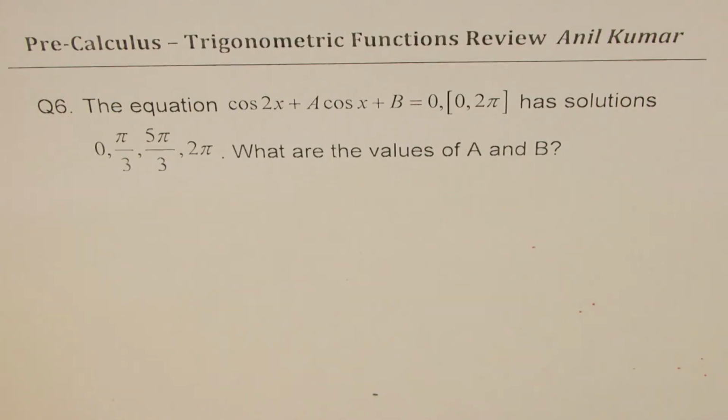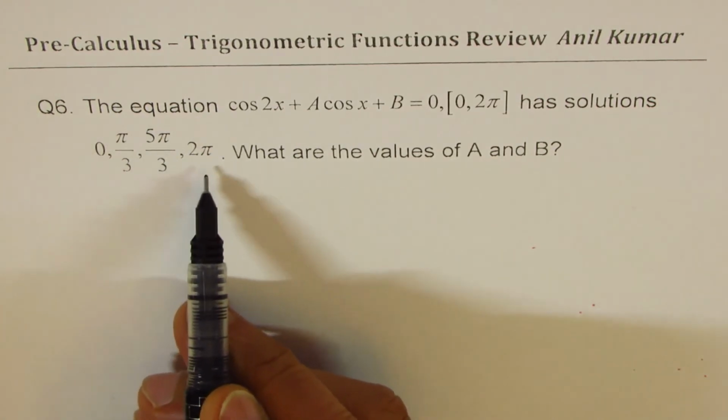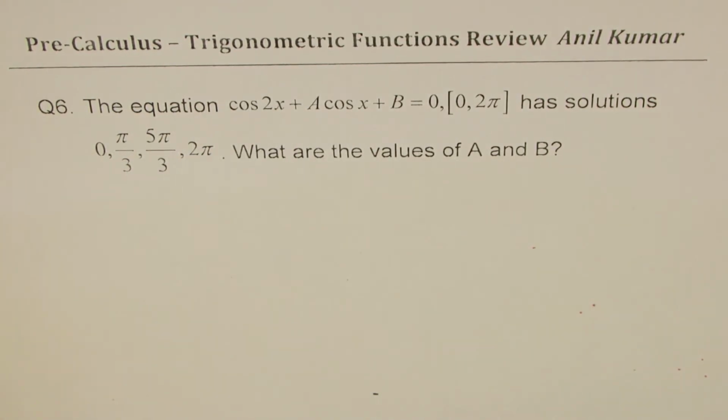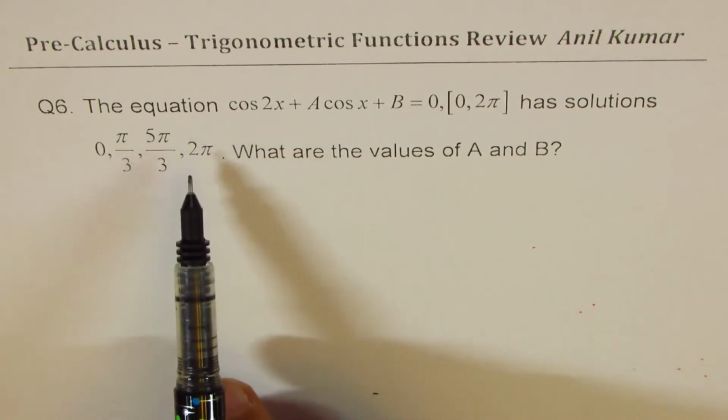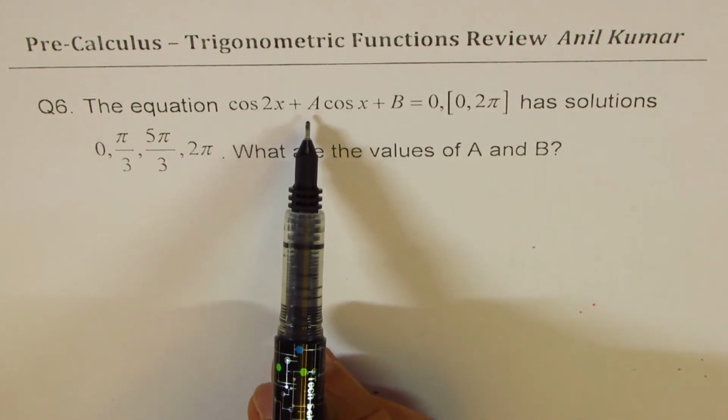Question number 6 here is: the equation cos 2x plus a cos x plus b equals 0, where x is between 0 and 2 pi, has solutions 0, pi by 3, 5 pi by 3, 2 pi. What are the values of a and b? Now this question is very different from what you've done so far. Here we are given the solutions of the equation and we really need to find the equation, right?